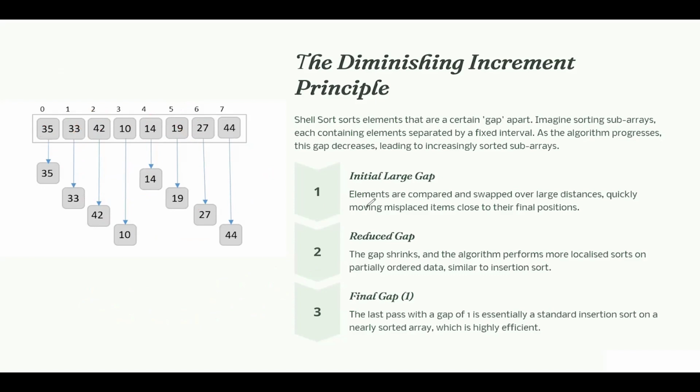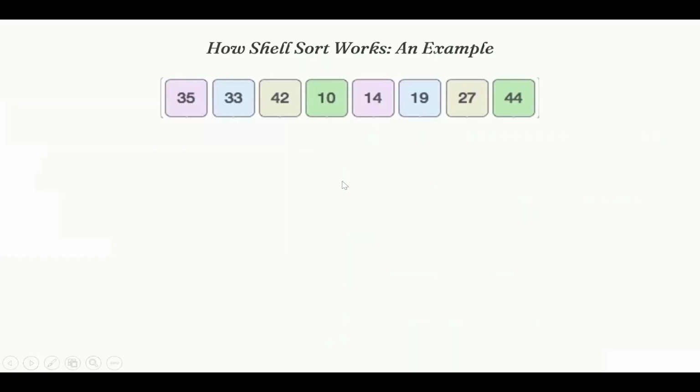Let us see the main steps. Initially, we take a large gap. Elements are compared and swapped over large distances, quickly moving misplaced items close to their final positions. Then the reduced gap: the gap shrinks and the algorithm performs more localized sorts on the partially ordered data, similar to insertion sort. And then the final gap: the last pass with a gap of one is essentially the standard insertion sort on a nearly sorted array, which is highly efficient. We have seen that insertion sort is always very efficient when the array is almost sorted. So we are going to apply that and get the best result out of our sorting algorithm.